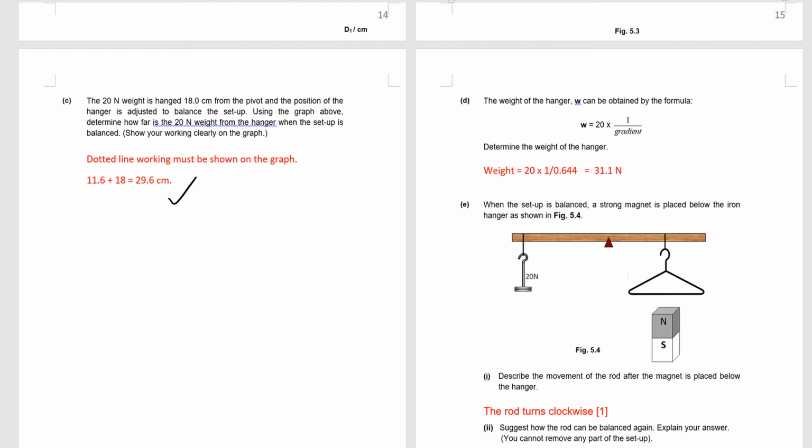And this part requires you to just do a simple substitution. Don't worry if you have never seen this formula, it's perfectly all right, but you have calculated the gradient. So just use whatever gradient you have calculated, and substitute to get the weight.